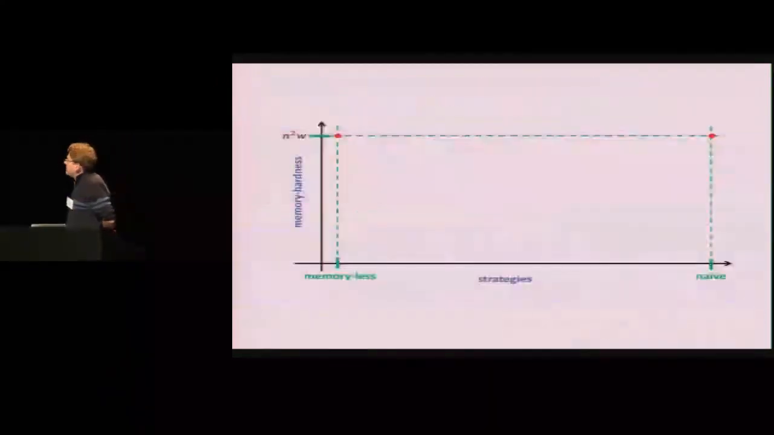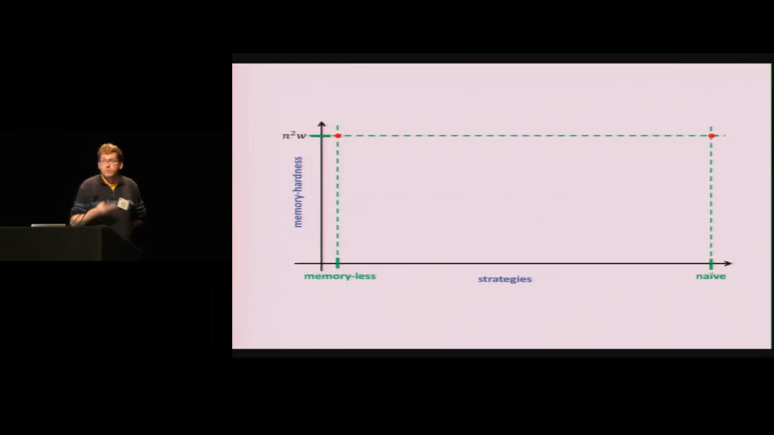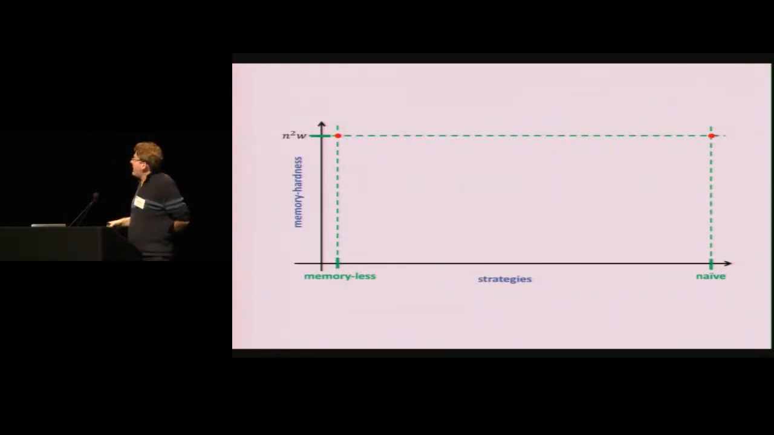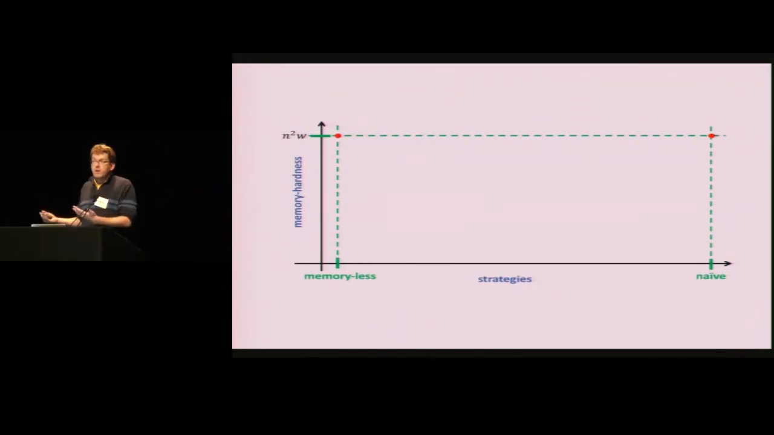Okay? So now we can start making some conjectures, which is what people have conjectured for a long time: that we have two extreme strategies, one remembering everything sequentially, the other one memoryless.